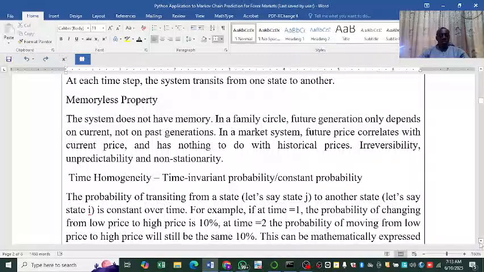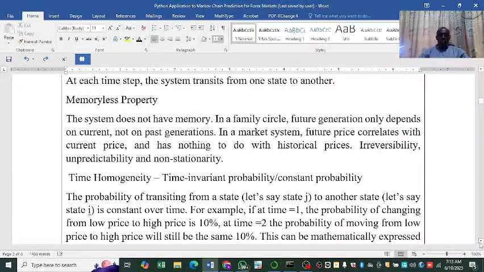Now, the third assumption is the time homogeneity. The time homogeneity assumption says that probability is invariant. Probability is constant over time. The probability of transiting from one state to another state is constant over time. The probability of moving from state J to state I is constant over time.